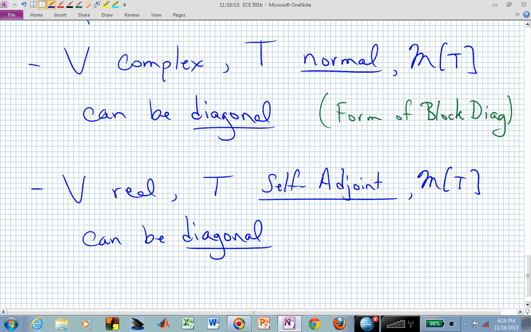But T being self-adjoint is a little bit stricter than T being normal. But that's what it needs when we're operating on this real vector space. And again, this diagonal matrix is a form of a block diagonal.